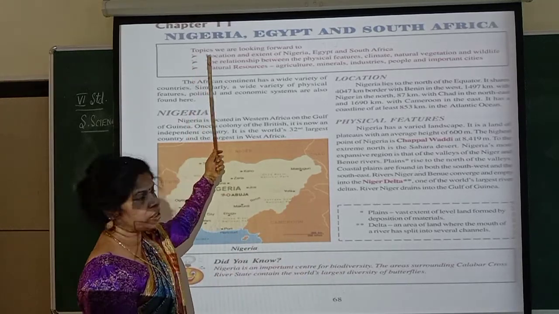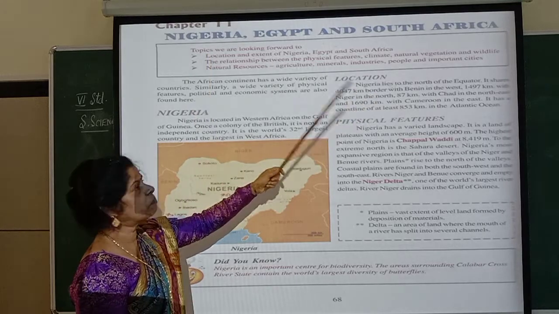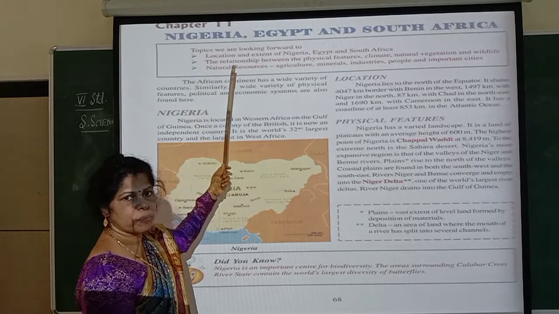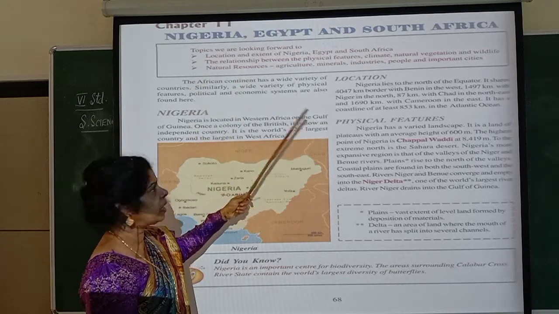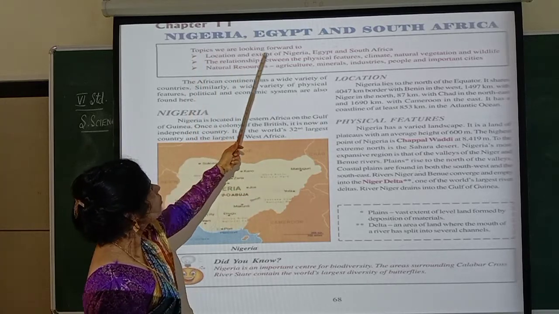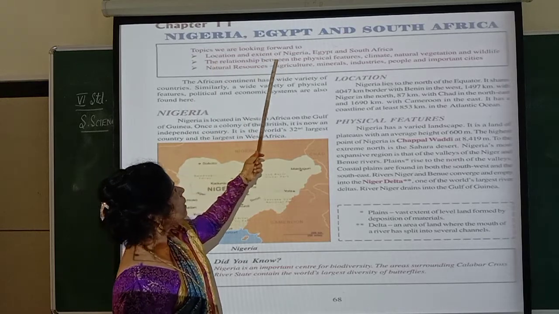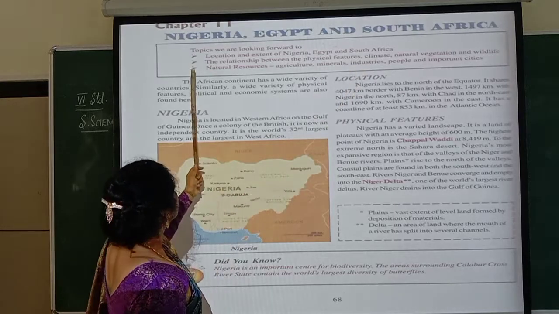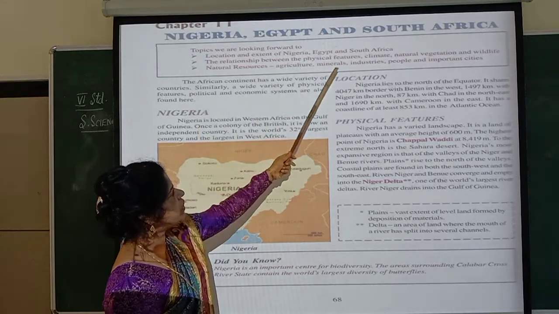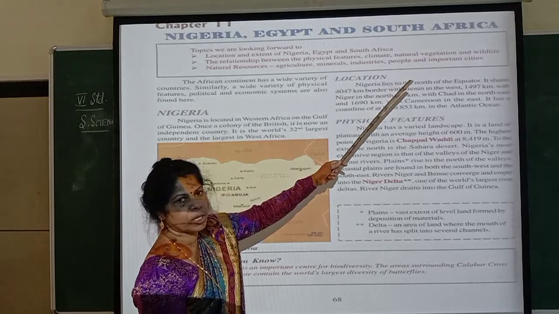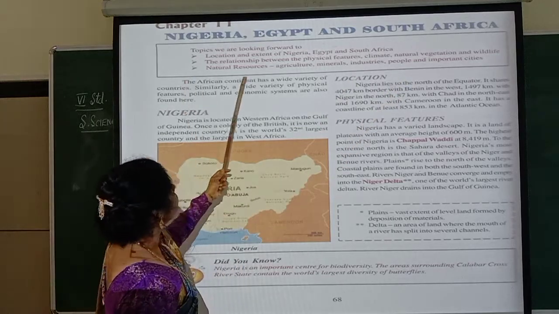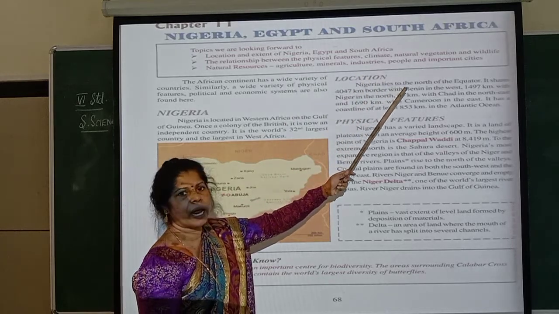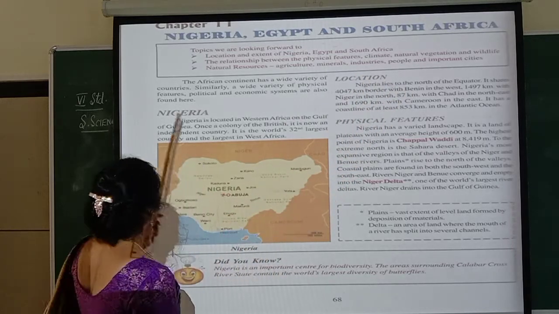That is about Nigeria, Egypt and South Africa, but I am going to take only Nigeria today. So what are the topics which will be covered in this chapter? See, topics we are looking forward to: location and extent of Nigeria, Egypt and South Africa; the relationship between the physical features, climate, natural vegetation and wildlife; natural resources, agriculture, minerals, industries, people and important cities.